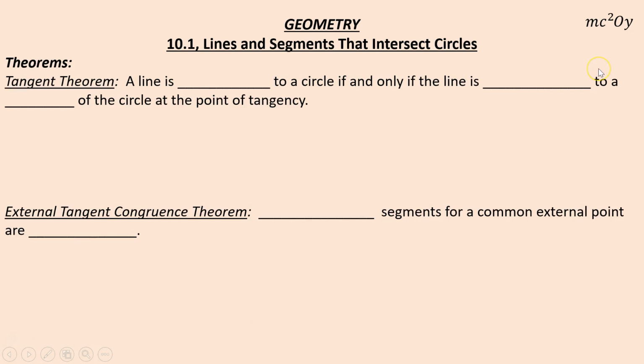All right, let's talk about 2 more theorems here. The tangent theorem: a line is tangent to a circle if and only if the line is perpendicular to a radius of the circle at the point of tangency.